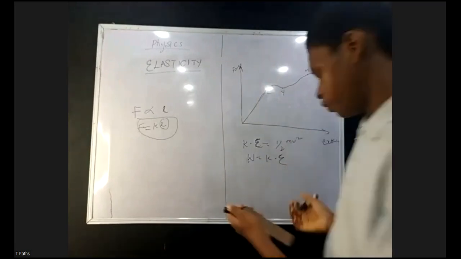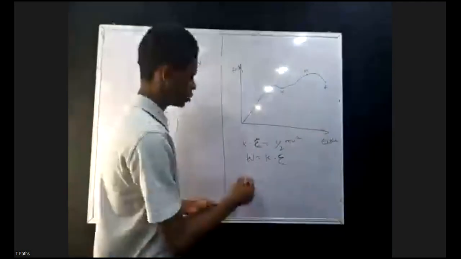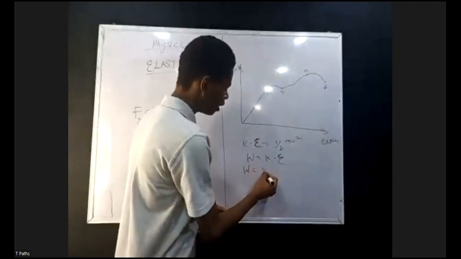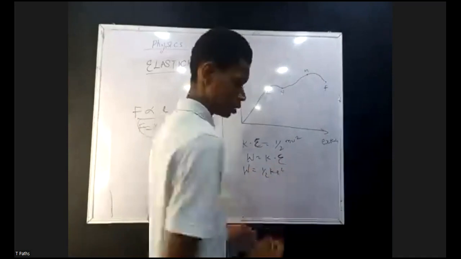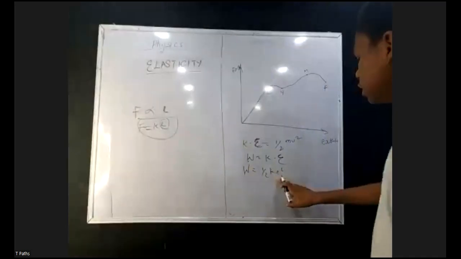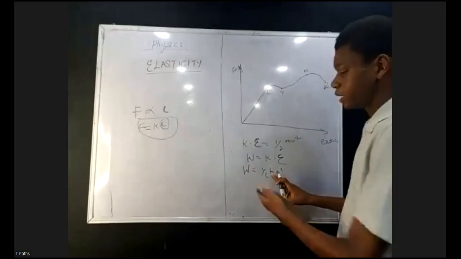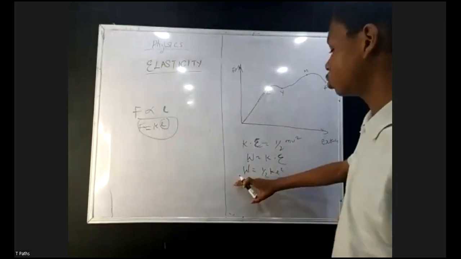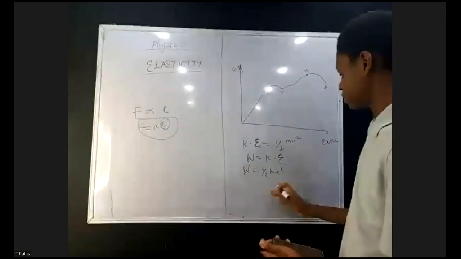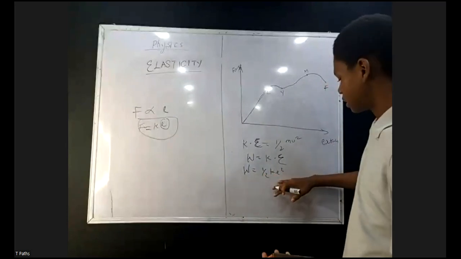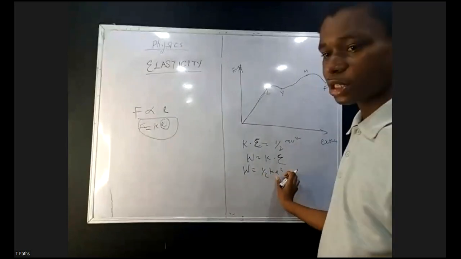So what am I going to do? To find the work done in an elastic spring, I'll just say work done is equal to half ke squared, where e is the extension of the material and k is my elasticity constant. So the work done in an elastic spring is simply half ke squared. Your k is your force elasticity constant, while your e is the extension of the material.